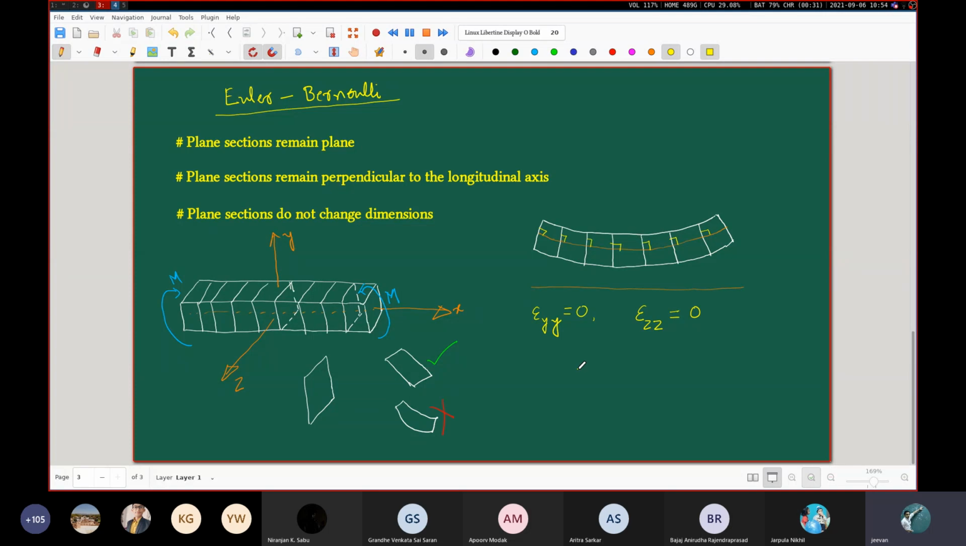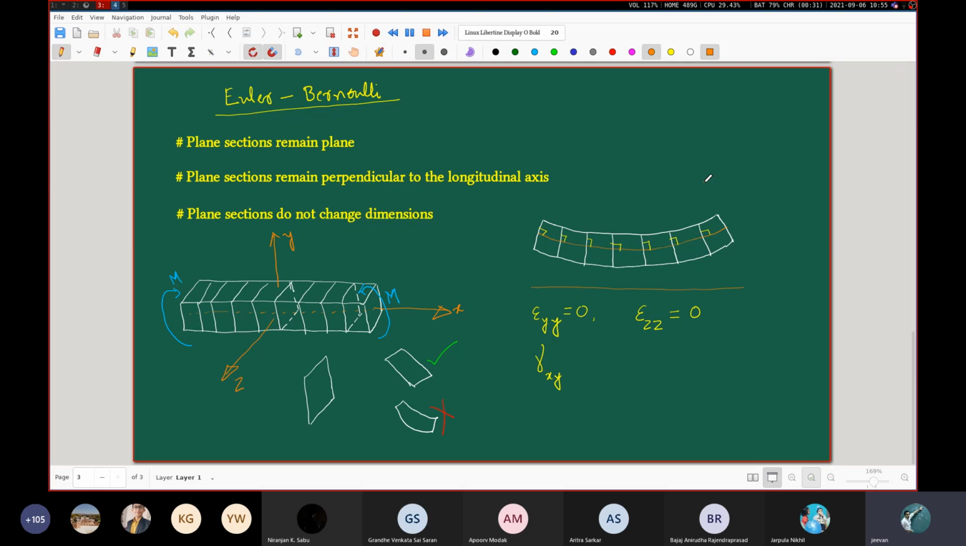Next, tell me what happens to gamma xy. So what is gamma xy denoting? Geometrically, what is it denoting? Tell me. Which angle? Shear angle. Yes, it is the shear angle. So it is the change in the angle from the initial 90 degrees.